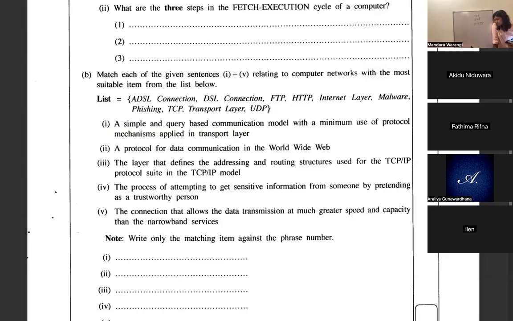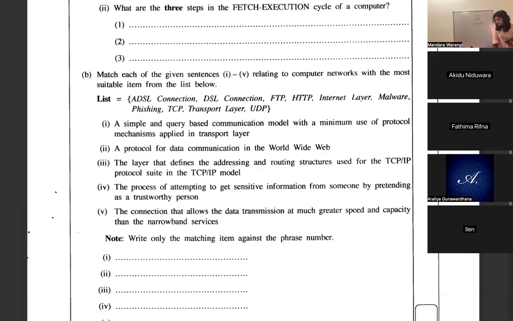The process of attempting to get sensitive information from someone by pretending to be a trustworthy person. What is that? That is a phishing attack. This normally comes from banks, right? They pretend to you as a trustworthy person, like a bank sending an email asking for the username and password of your account. Those are phishing emails, phishing attacks. They pretend to be trustworthy, but they are the attackers.